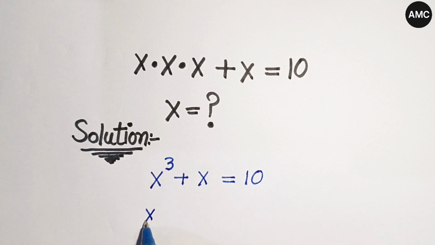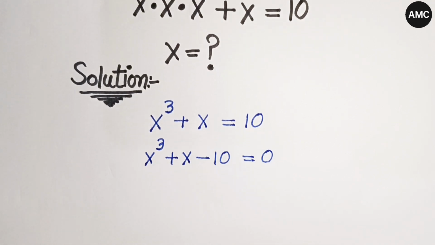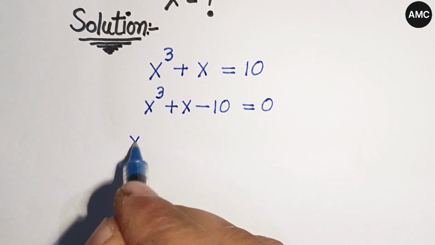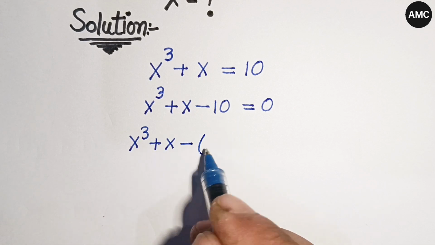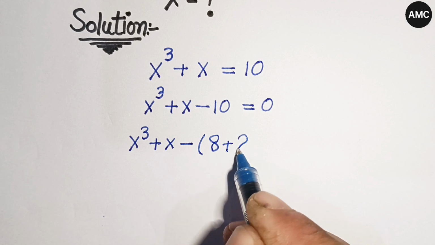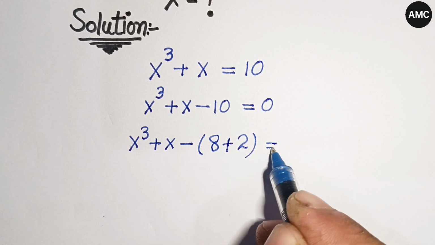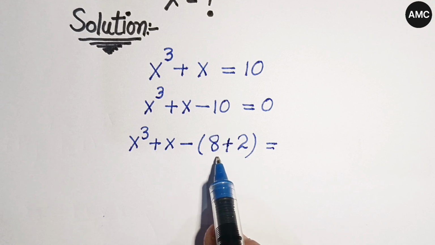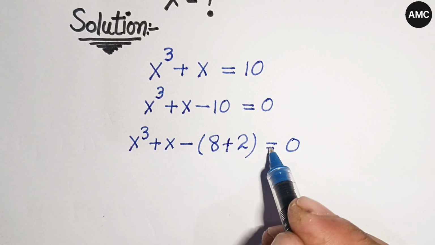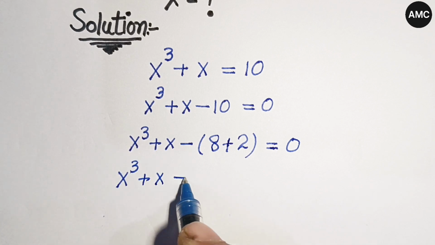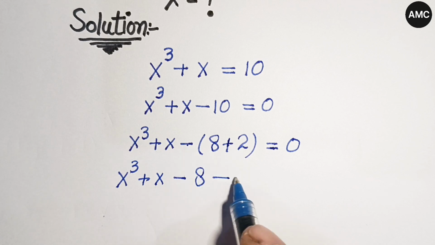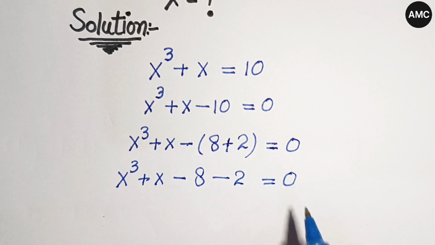Shifting this 10 to our left hand side, then we get x cube plus x minus 10 is equal to 0. Now we have that x cubed plus x, this 10 can also be factorized like 8 plus 2. So 8 plus 2 is equal to 10. So there is no problem if we just write this 10 is equal to 8 plus 2. Now x cubed plus x minus 8, and minus times plus is minus 2, which is equal to 0.